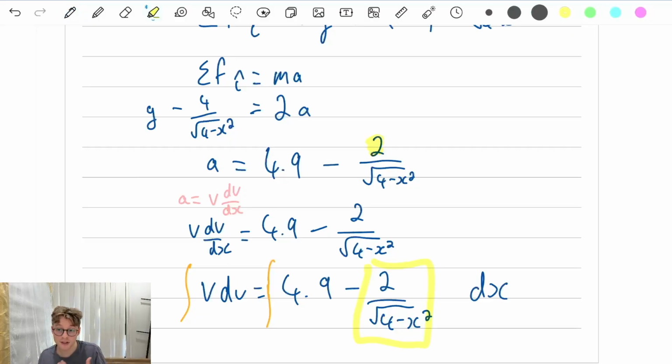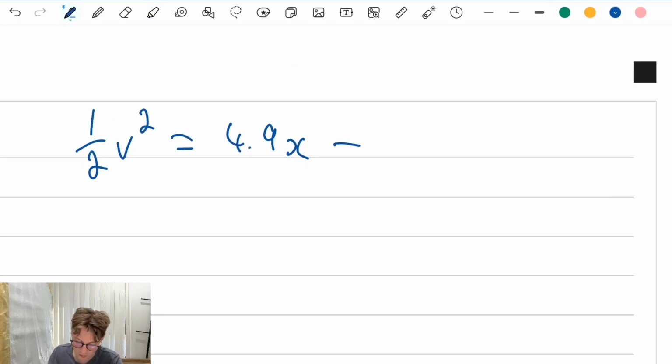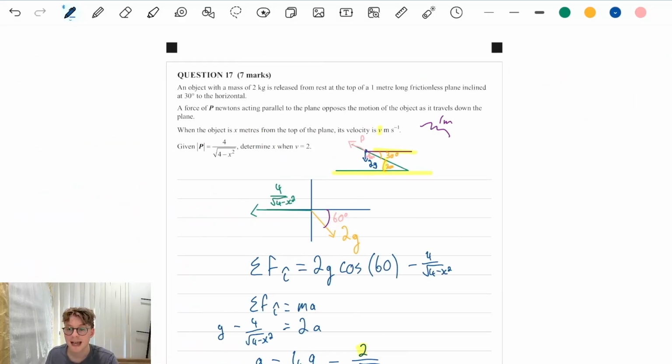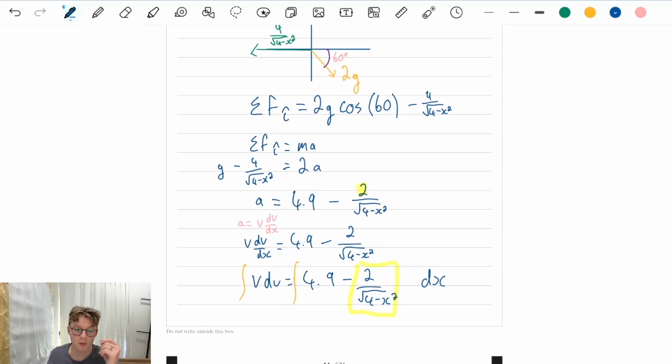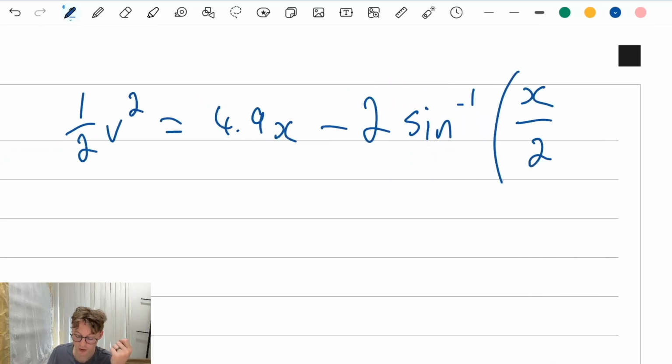It's 2 over the square root of 4 minus x squared. I'm going to make it minus 2 sine, I guess I've got the 2 on top, it needs to be a 1 on top, right? It's minus 2 sine to the minus 1 of, and if we remember our rule, it is 1 over the square root of a squared minus x squared. So if I square root the 4, I get the value of 2, so this becomes sine to the minus 1 of x over 2, or x over a, as the formula sheet indicates. So I've got this expression now.